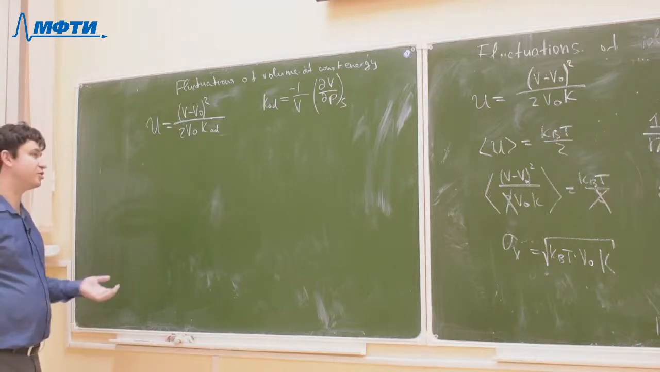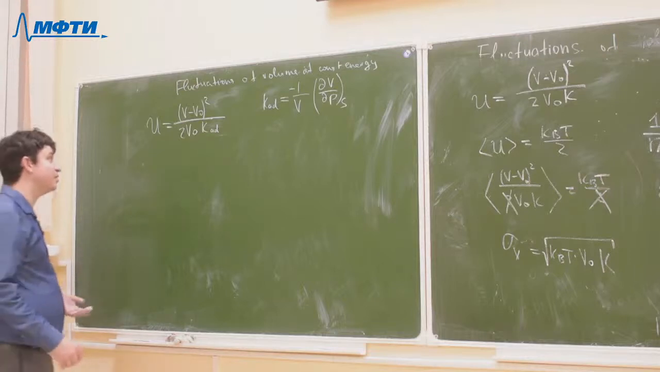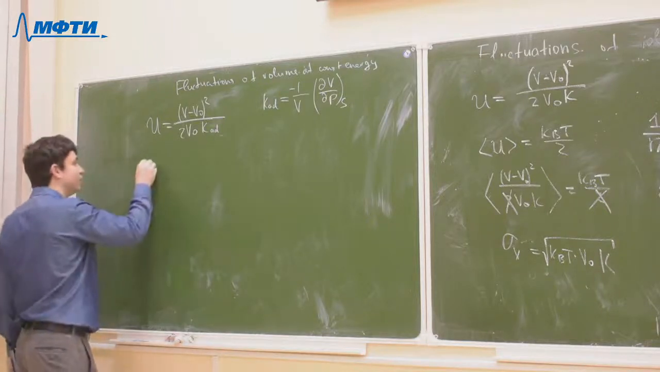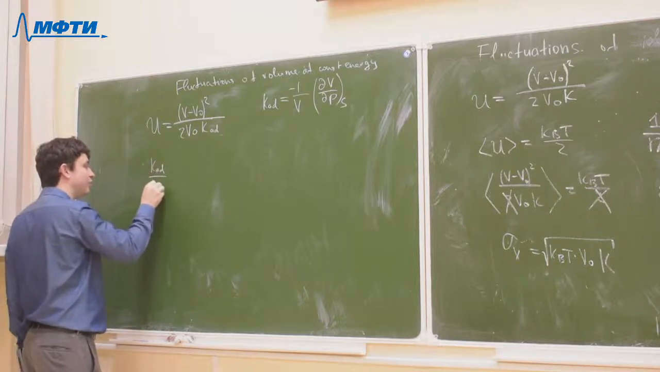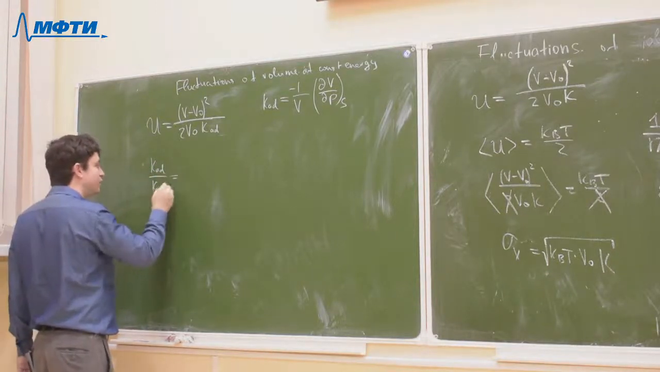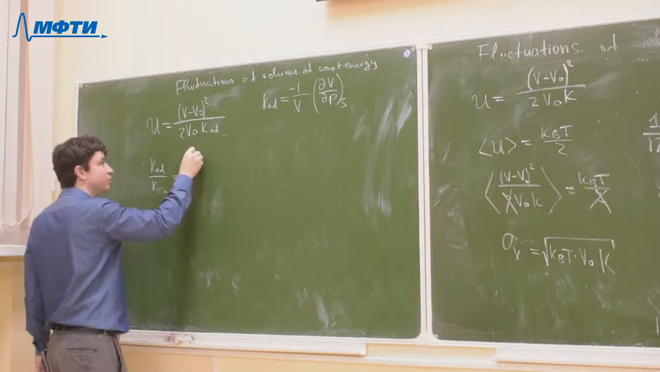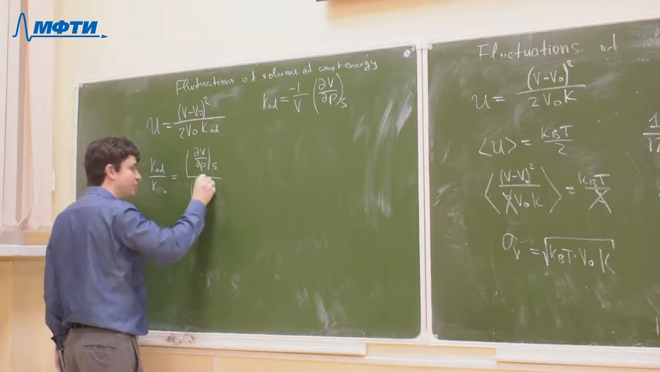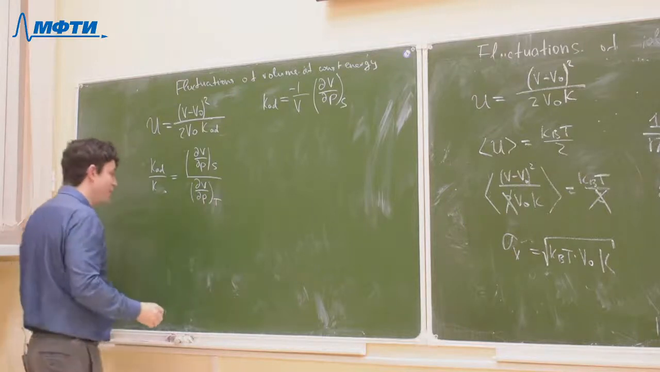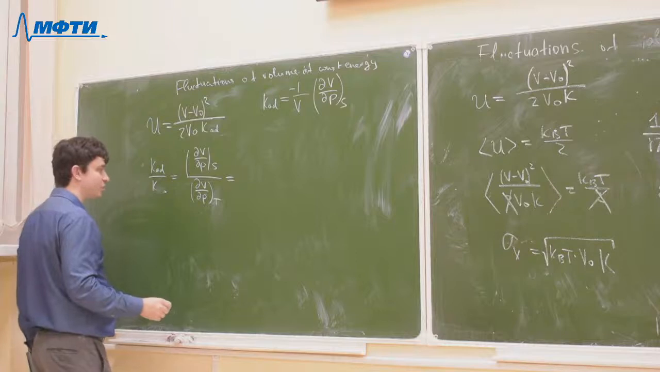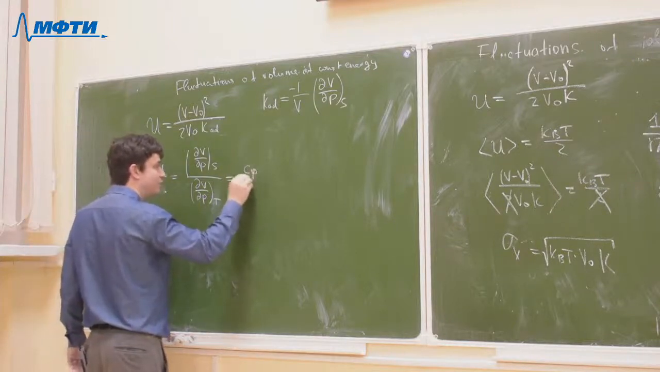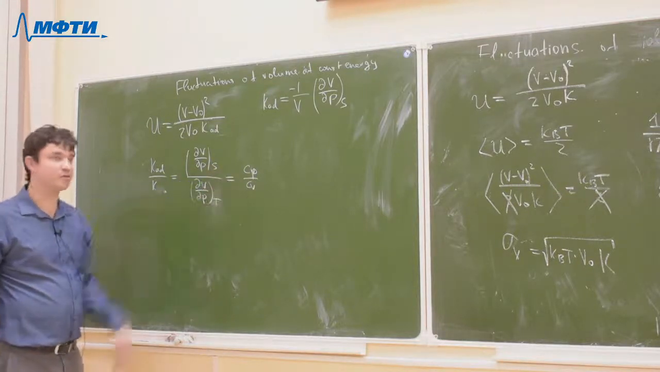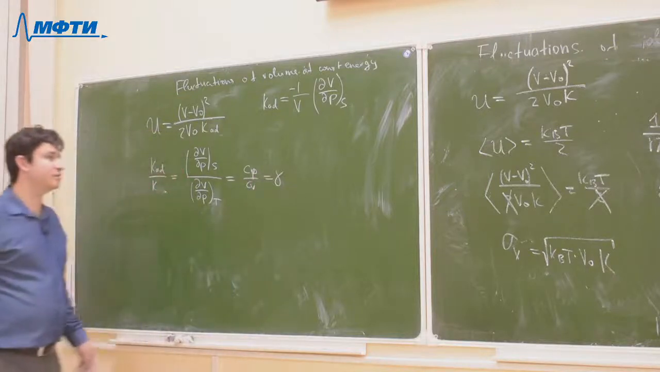And there is a common identity in thermodynamics which relates adiabatic compressibility to the isothermal compressibility, and this is as follows: K adiabatic over K isothermal, which is equal to dV over dP at constant S over dV over dP at constant T. And this is actually equal to Cp over Cv, the ratio between the heat capacity at constant pressure and the heat capacity at constant volume, which is sometimes called the adiabatic exponent.